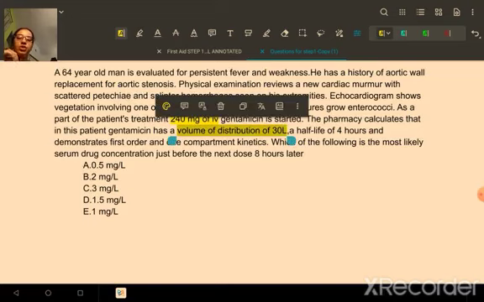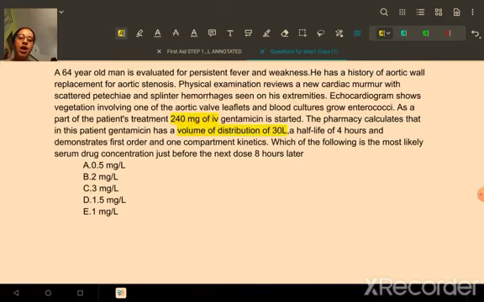Volume of distribution was 30 liters, half-life of 4 hours, and it demonstrates first order and one compartment kinetics. It is important that it has first order and one compartment kinetics. They are asking us what the serum drug concentration will be just before the next dose, 8 hours later.